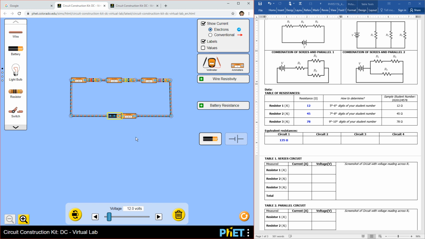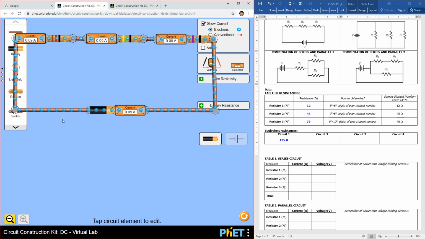As you will notice here, we now have a complete circuit. Let's look at the circuit in a more detailed manner. The show current option is checked, so you will notice that the electrons are moving this way. If you check the conventional current, you will see that it is in the opposite direction. This is the conventional current as discussed in your lecture.